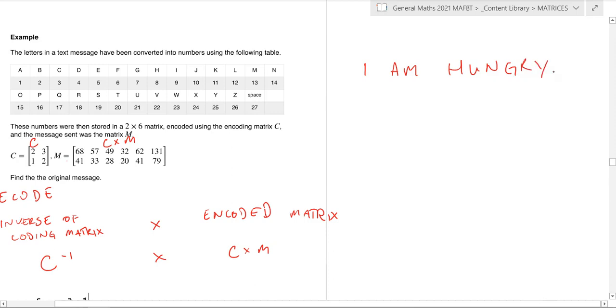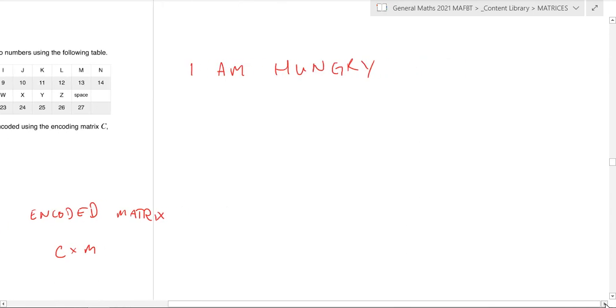Okay, let's say that's my message. Now I need to put this message in a matrix with two rows and however many columns I want. So if I was to do that, putting this in a matrix, I could go I, space, A M, and one more space. Actually, I'll make it 2 spaces because I want HUNGRY on the bottom row. So H U N G R Y. Okay, there's my message. I am hungry.